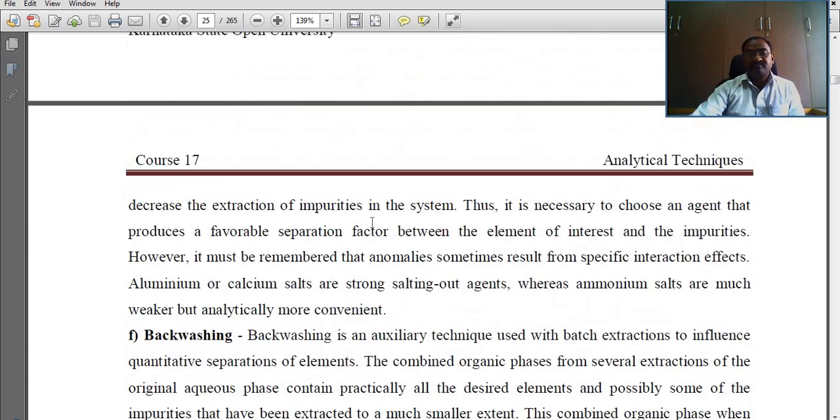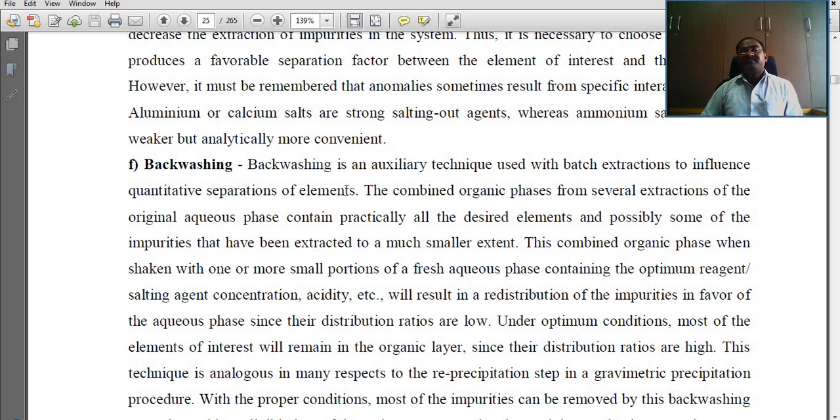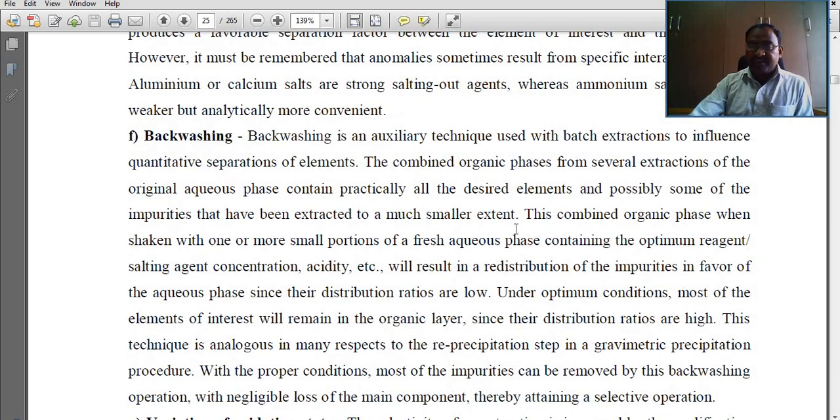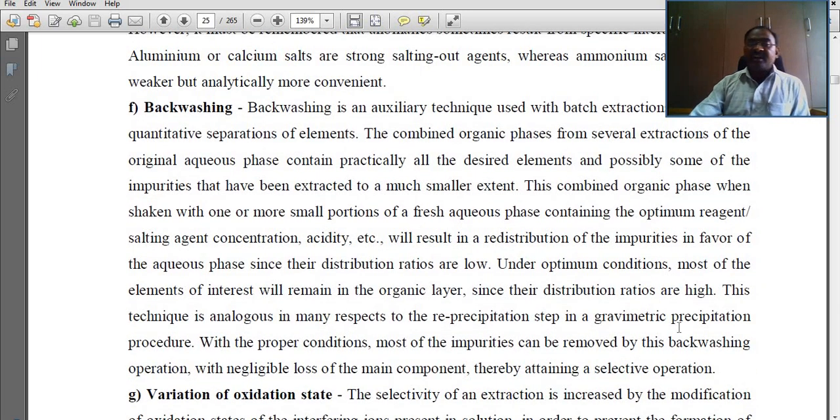Backwashing is an auxiliary technique used to influence quantitative separations of elements. The combined organic phases from several extractions of the original aqueous phase contain practically all the desired elements and possibly some of the impurities that have been extracted to a much smaller extent.